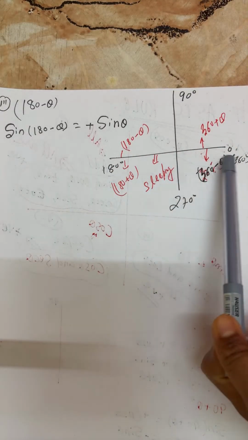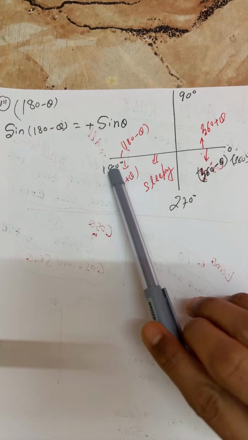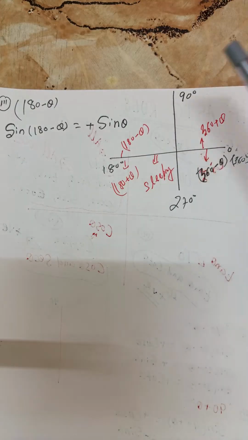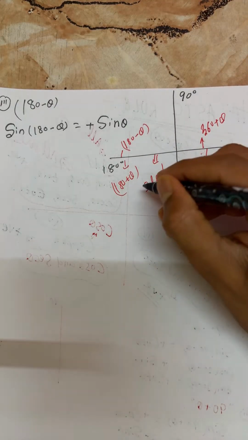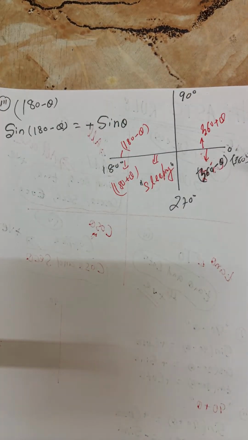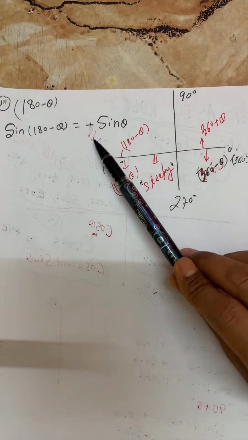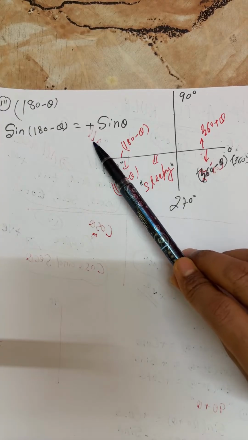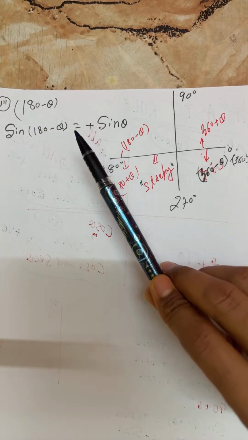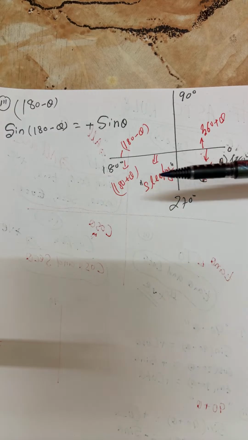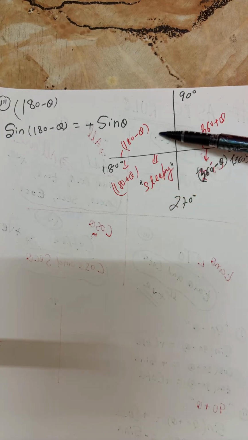But I know, when I was in Kota, my teacher taught me that if any function lies on this horizontal line, the sleeping line as I call it, it will come as it is. Yes, but here we apply a plus sign or minus sign according to the initial function. So sin 180 minus theta is in the second quadrant. In the second quadrant sine is positive, so the answer will be positive only.